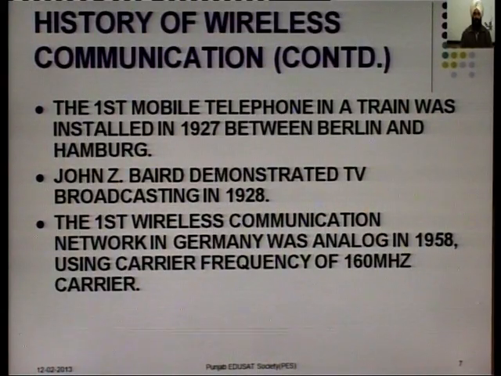The first mobile telephone in a train was installed in 1927 between Berlin and Hamburg. Then John Logie Baird demonstrated TV broadcasting in 1928. The first wireless communication network in Germany was analog, in 1958, using a carrier frequency of 160 megahertz.